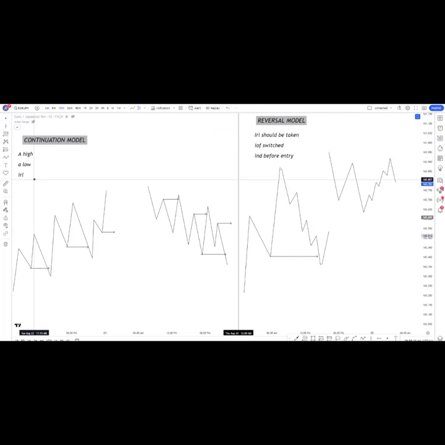While reversal is you want to trade against the trend. If price is selling, you want to buy. If price is buying, you want to sell. That is, you are taking reversal. You want to take a market reversal.